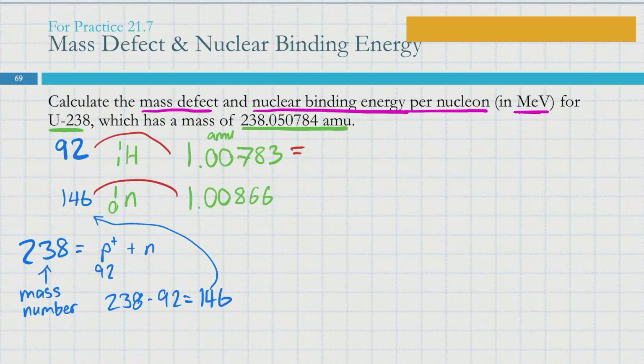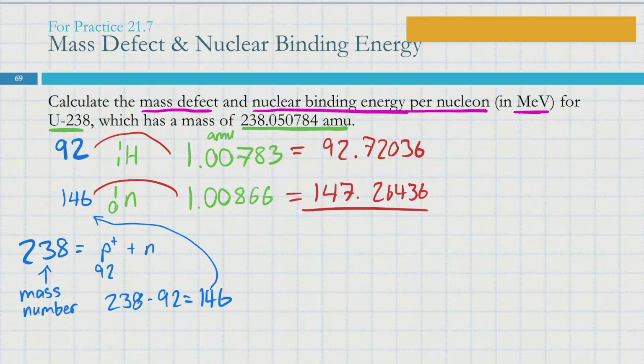We'll multiply 92 by the AMUs for a proton, which gives 92.72036, and we'll do the same thing for our neutrons, which gives us 147.26436. And then we add those two things together.